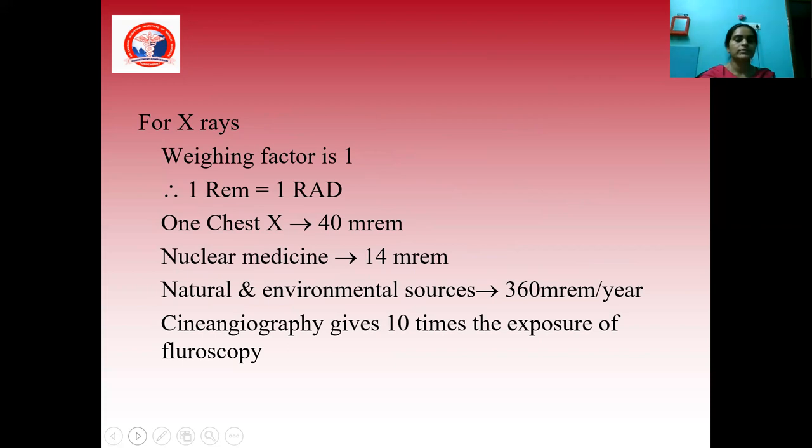One chest X-ray is 40 mrem, and nuclear medicine is 4 mrem. Natural and environmental sources give 360 mrem per year. Cine angiography gives 10 times more exposure than fluoroscopy.